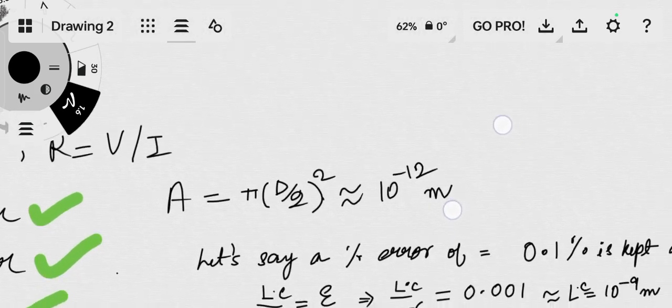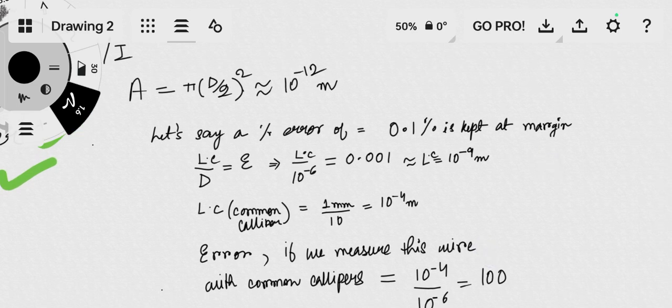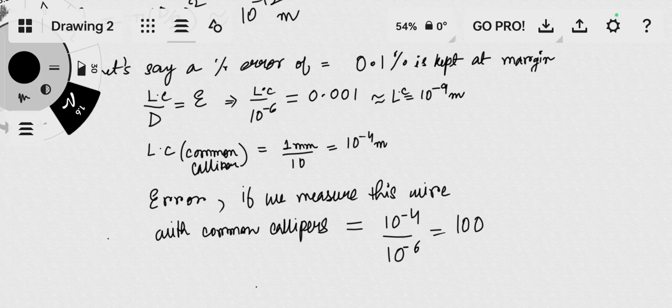Now I did another small calculation. This is not related to the problem, this is just out of my curiosity, because in a micron level wire, what will be the accuracy if we measure that kind of wire with a laboratory caliper? Because the calipers that we use in our lab in school or college usually have a least count of 10 to the power minus 4 meters, which is basically one main scale division is 1 millimeter, and the vernier has 10 divisions, so that gives us that least count.